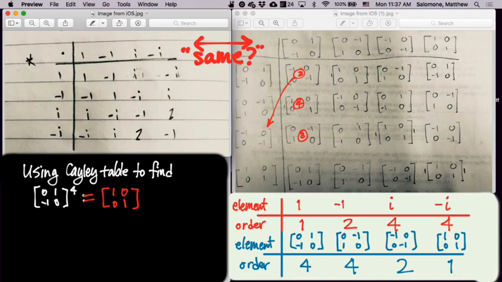Let me ask another question. Do you notice anything about the elements of order 4, let's say in the complex number group? In the complex number group, i and minus i both have order 4. What relationship in this group do i and minus i have to one another? They are each other's inverse.